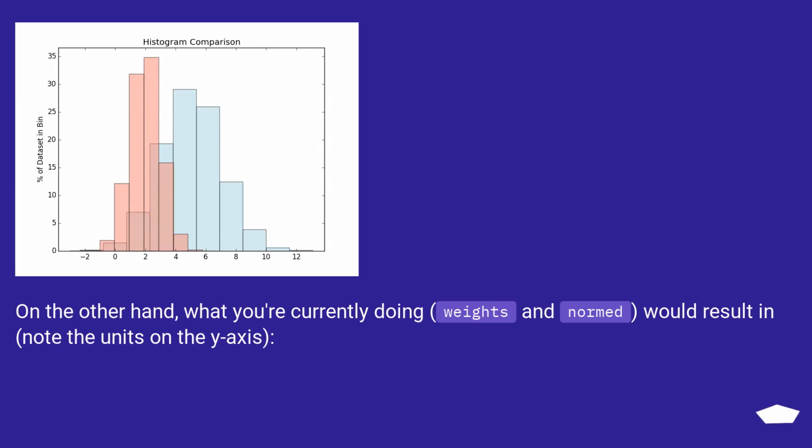on the other hand, what you're currently doing, weights and normed, would result in this. Note the units on the y-axis.